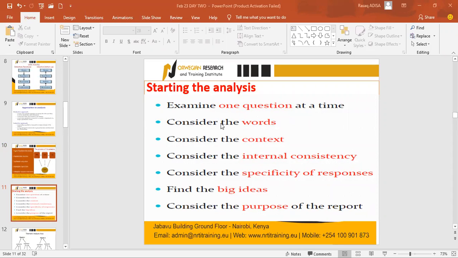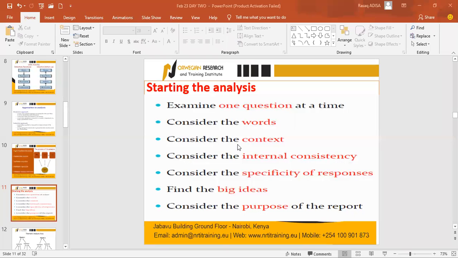The best idea to do the coding or to do the analysis is to examine one question at a time. When you have the script, the interview that you have transcribed, you read them. As you are reading them, make sure you start with the answer to question number 1, for instance. Read question number 1 across all your sources before you go to the second question. So it means examine one question at a time.